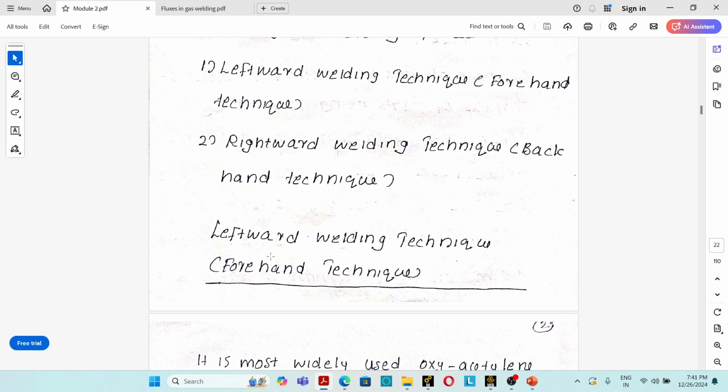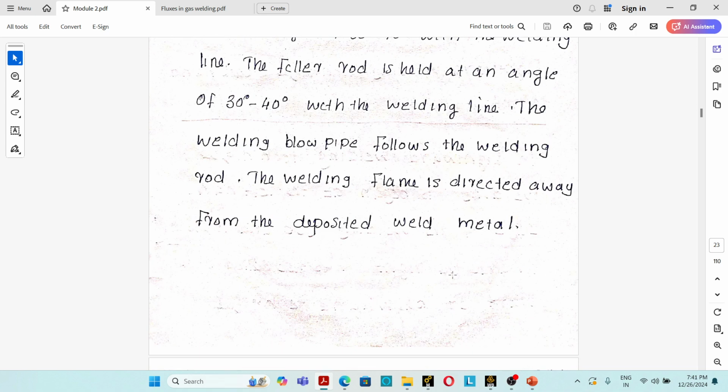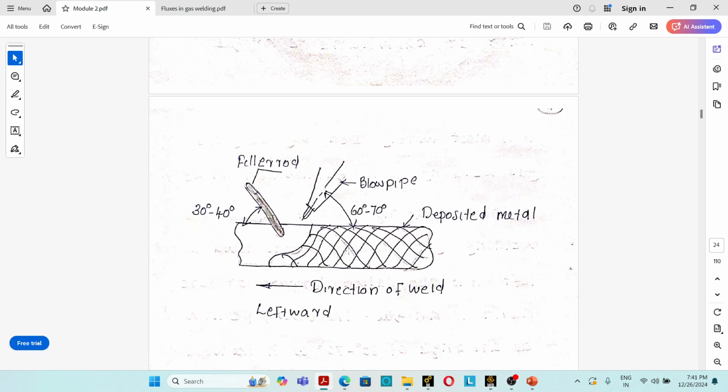First of all, we are going to discuss the leftward welding technique. It is also known as the forehand technique. I will show the figure and we can explain. The leftward welding technique is known as the forehand welding technique, or otherwise the forward welding technique. There are three names. The leftward welding technique is the most widely used technique in the oxy-acetylene welding process.